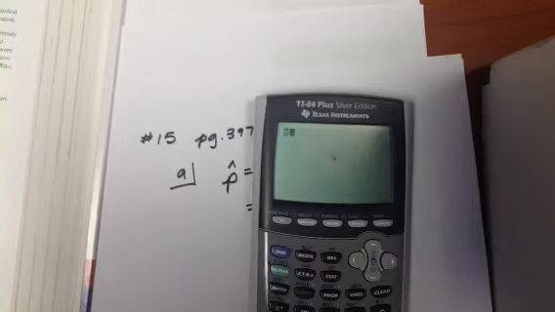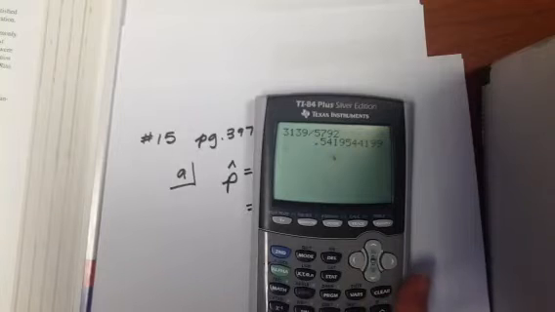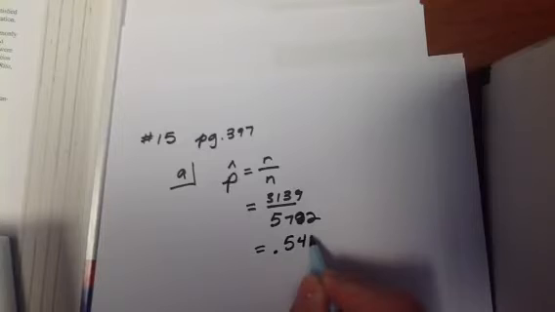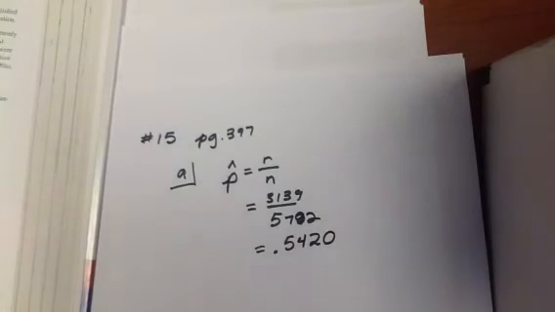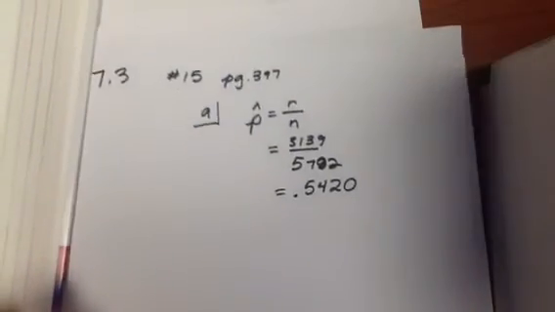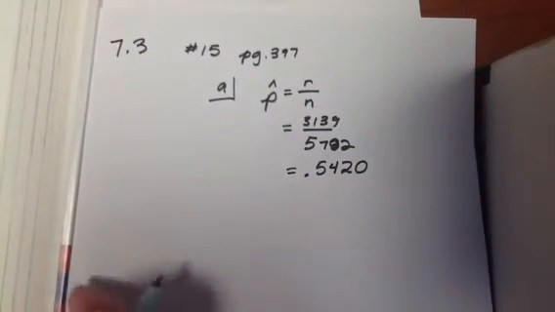So 3,139 divided by 5,792 is 0.5420. Now be sure on WebAssign to make sure you're rounding to the appropriate number of decimal places.